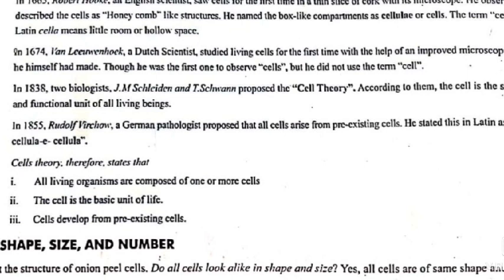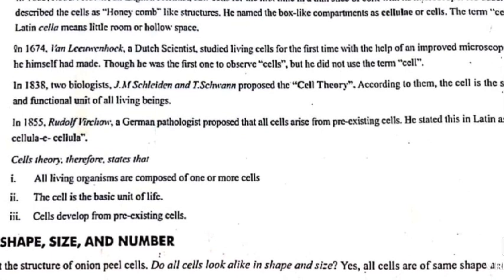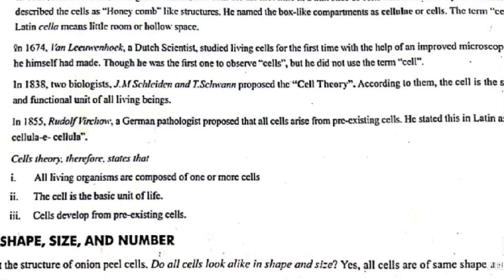Cell theory therefore states that all living organisms are composed of one or more cells. The cell is the basic unit of life. Cells develop from pre-existing cells. The cell theory, Schleiden and Schwann.